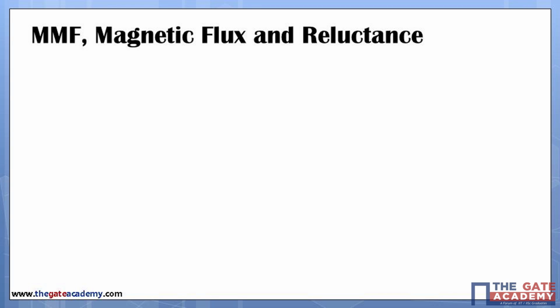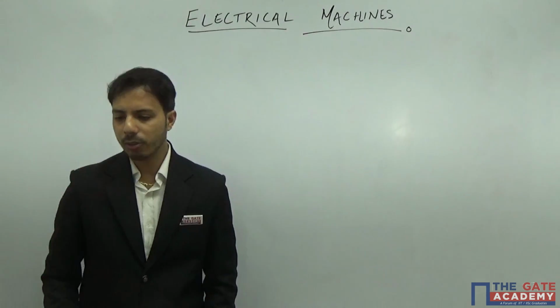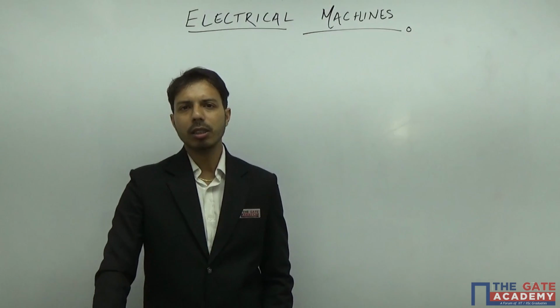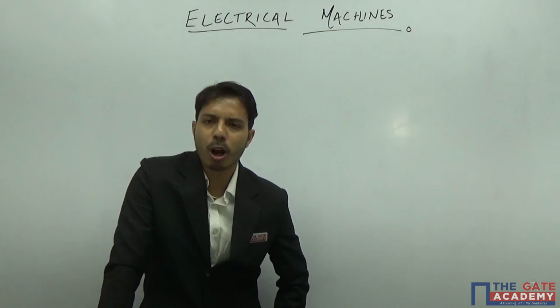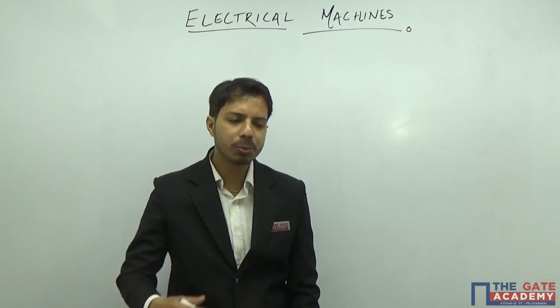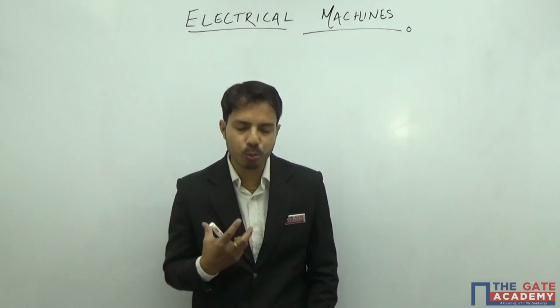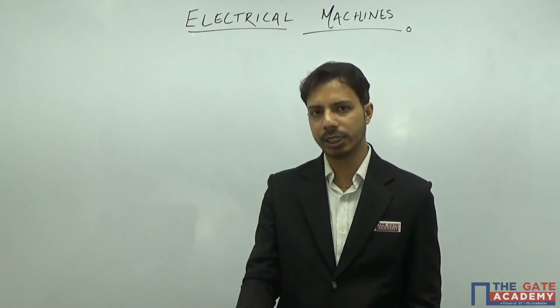The next terms which I would discuss are MMF. If you see in your PPT, the terms are MMF, magnetic flux, and reluctance. So first of all, let us see what is MMF. Now MMF means magnetomotive force. Now what is this force? It is the property of certain substance, or a phenomenon, you can say, that gives rise to magnetic field, or in other words, due to this magnetomotive force, this magnetic field is generated.